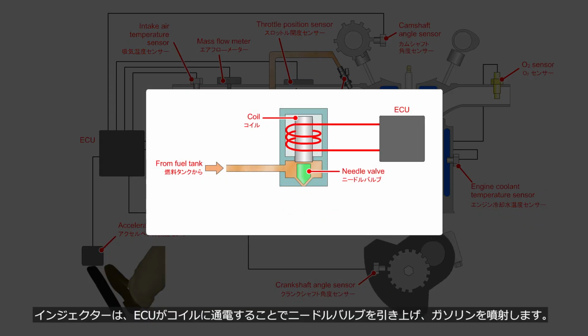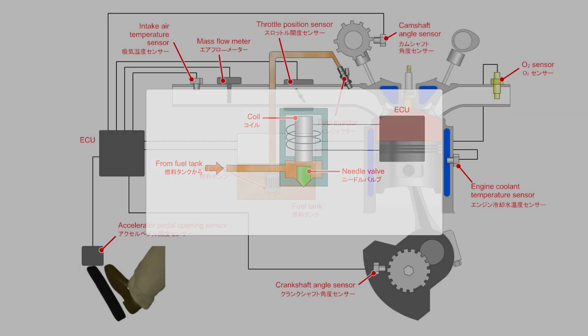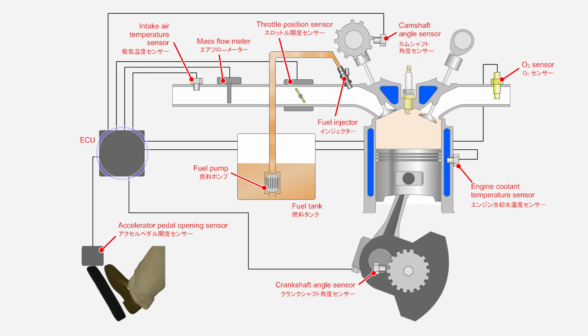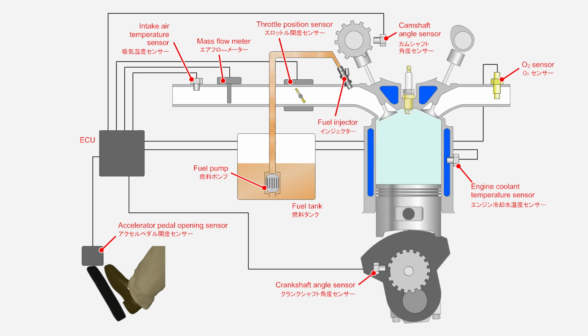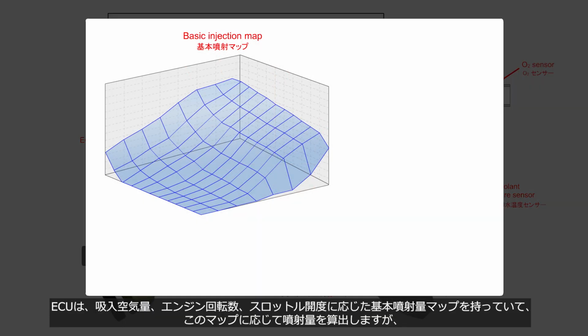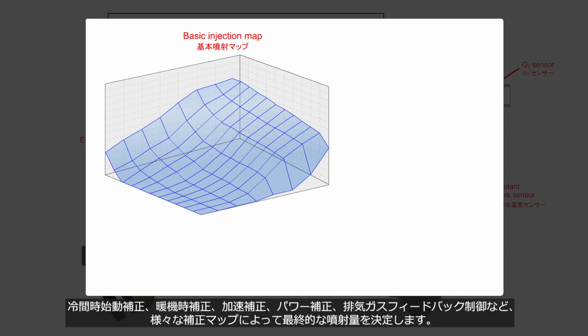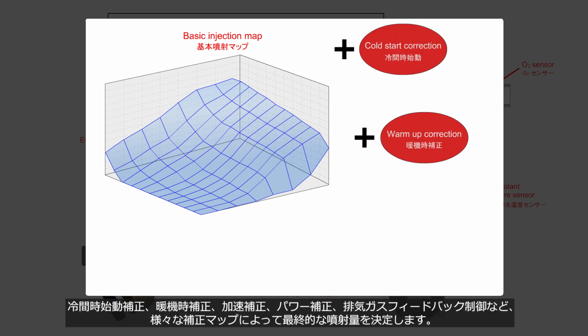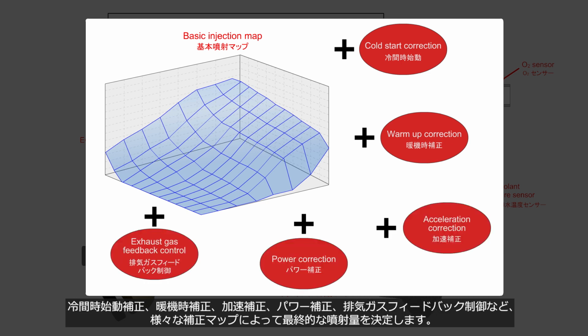The ECU energizes the coil of the injector and lifts the needle valve to open it. While the needle valve is opened, gasoline is injected. The ECU has a basic injection quantity map that corresponds to the air intake volume, engine speed, and throttle opening, and it calculates the basic injection quantity based on this map. However, various correction maps such as cold start correction, warm-up correction, acceleration correction, power correction, and exhaust gas feedback control are used to determine the final injection quantity.